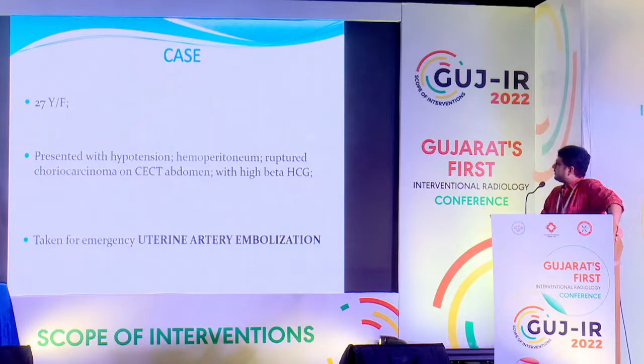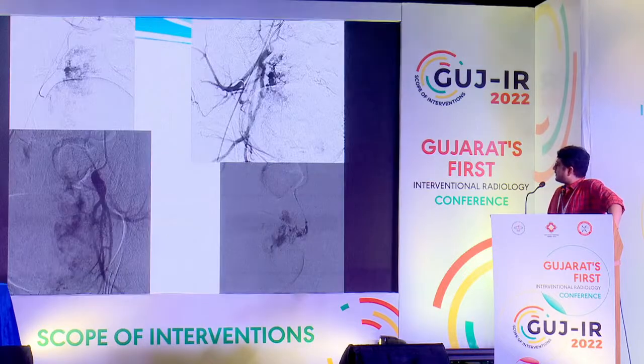Young female presented with hypotension with high beta HCG and hemoperitoneum. Ultrasound showed hemoperitoneum, so a CT angio was done. CT showed a choriocarcinoma, taken up for uterine artery embolization.